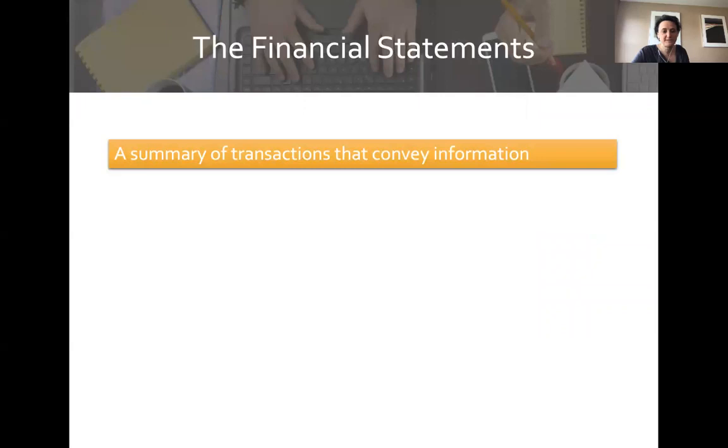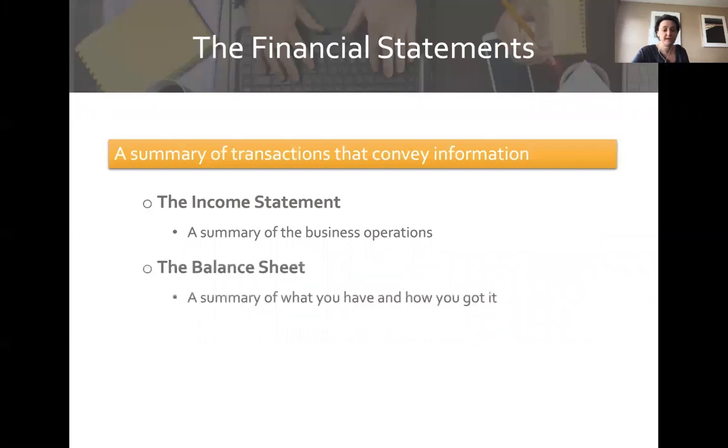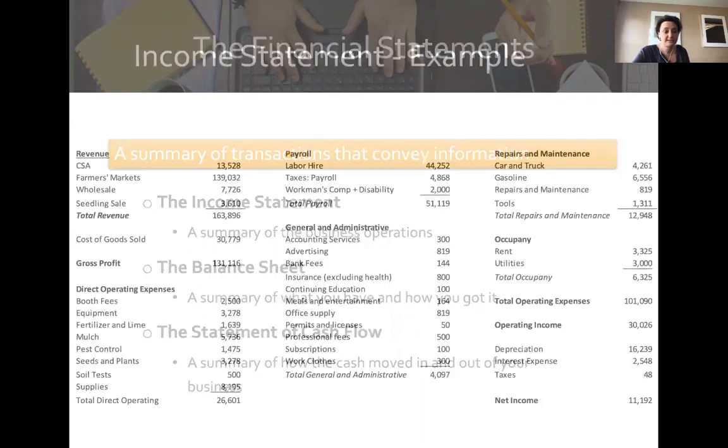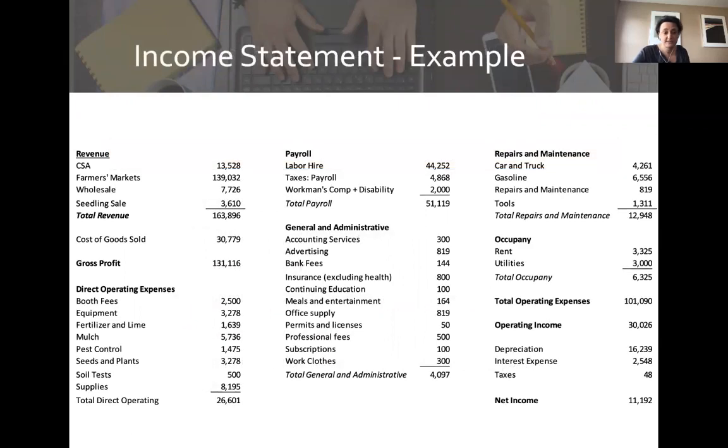So we talked about the financial statements, and they're a summary of all the transactions in our business to convey information. We have the income statement, which summarizes our business operations. We have the balance sheet, which is a summary of what we have and how we got it. And we have the statement of cash flows, which is a summary of how cash moved in and out of our business. Now, here's an example of an income statement, more or less pulled from QuickBooks.